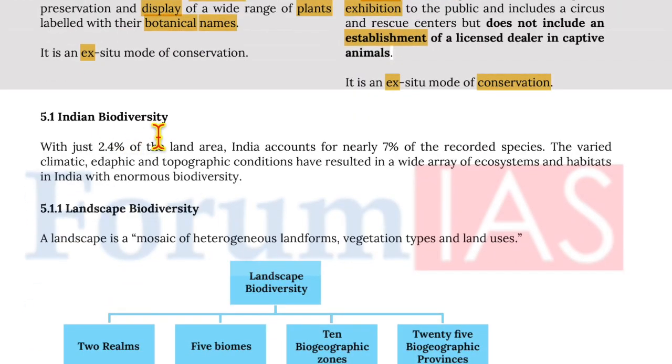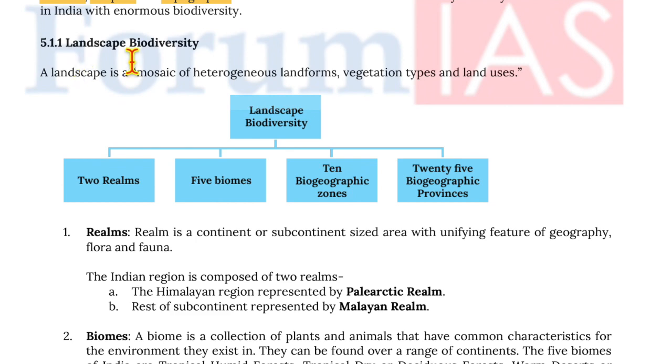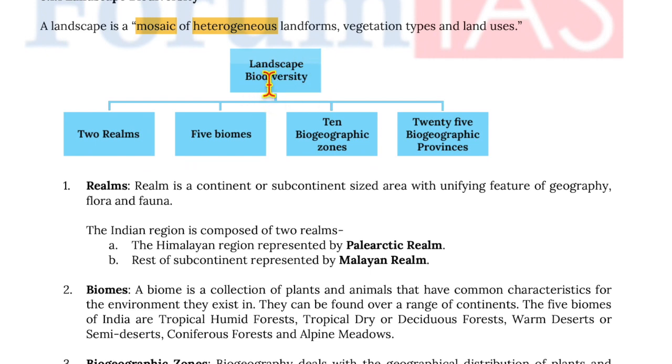Now, moving on to Indian biodiversity, with just 2.4% of the land area, India accounts for nearly 7% of the recorded species. The varied climatic, edaphic, and topographic conditions have resulted in a wide array of ecosystems and habitats in India with enormous biodiversity. Moving on to landscape biodiversity, it is a mosaic of heterogeneous landforms, vegetation types, and land use. Landscape biodiversity in India has 2 realms, 5 biomes, 10 biogeographic zones, and 25 biogeographic provinces.